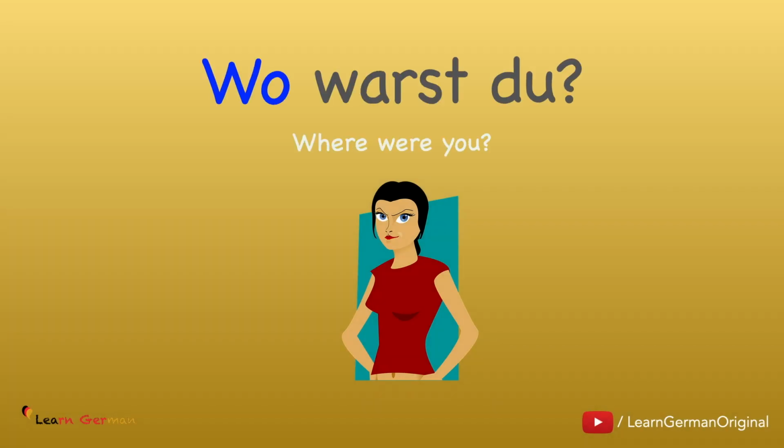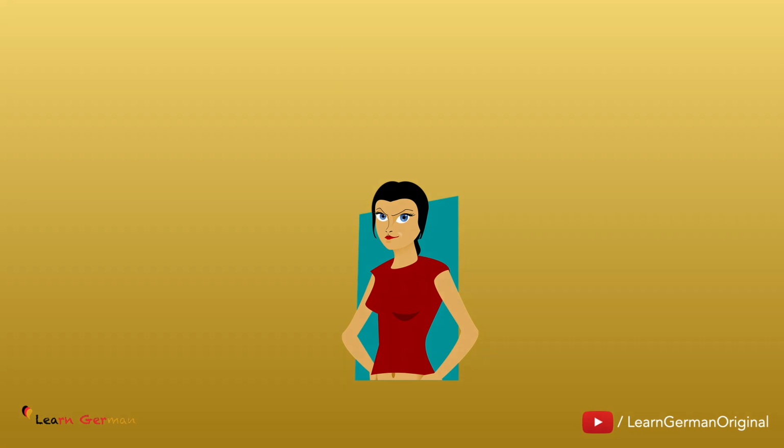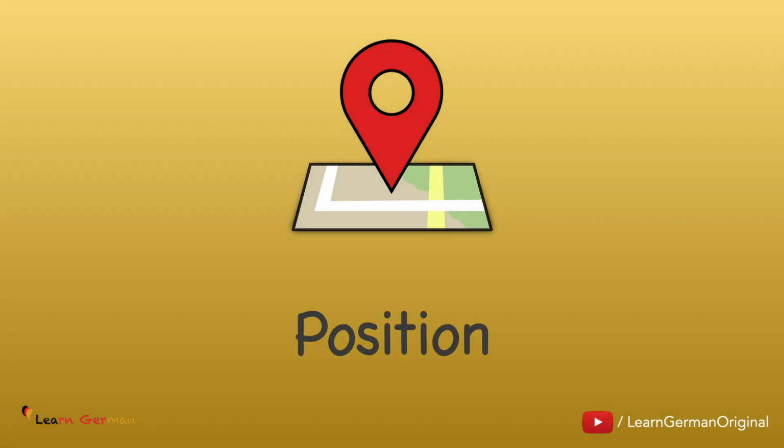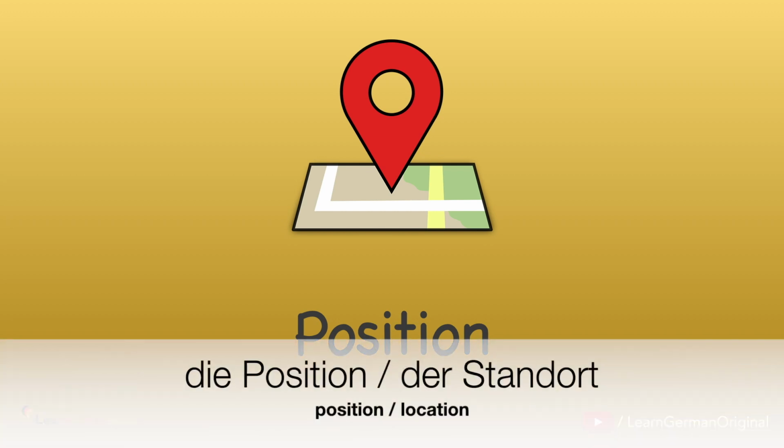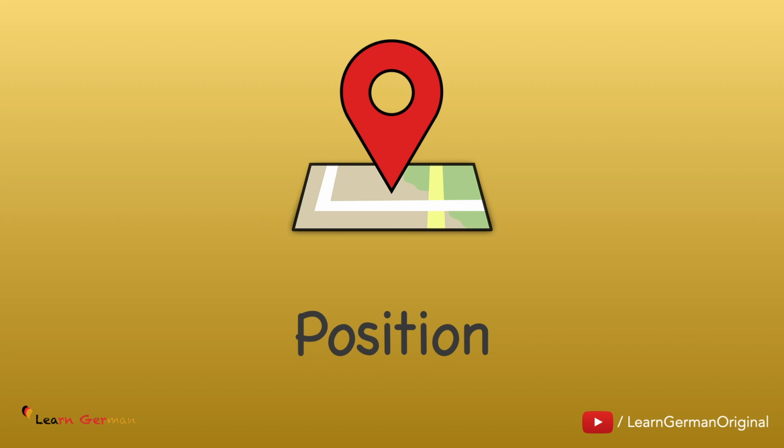Wo warst du? Wo asks about a position, and the answers show a position. Eine Position oder ein Standort, where there is no movement. Here you would use prepositions that take the dative case.